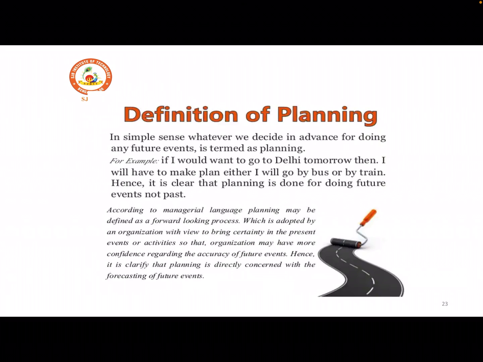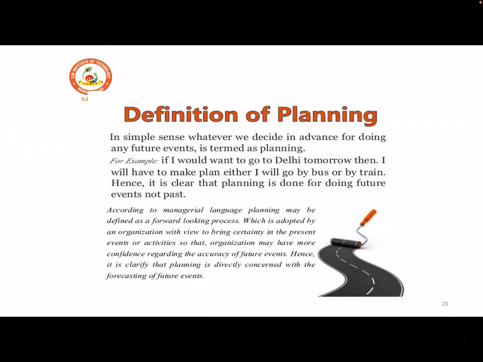Then the definition of planning. In simple sense, whatever we decide in advance for doing any future events is termed as planning. Let us go for a movie. You will search, review, and inquire with people which is a good movie, where it is, whether it is in that theater or this theater, whether tickets are available, at what time we need to reach there. So all this planning we will do. So planning is nothing but you decide in advance for doing any future events.